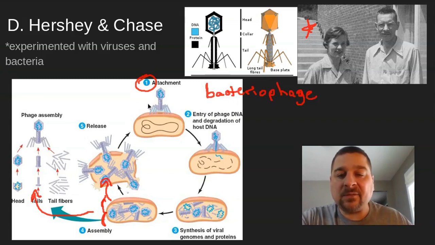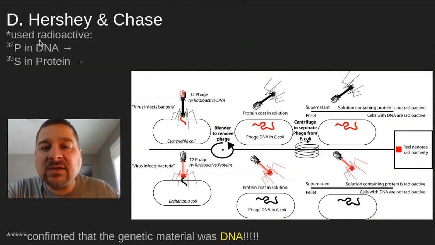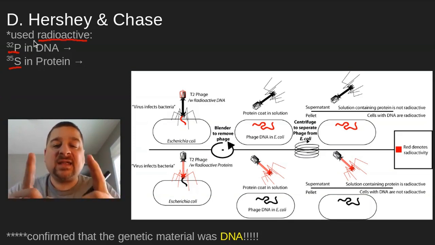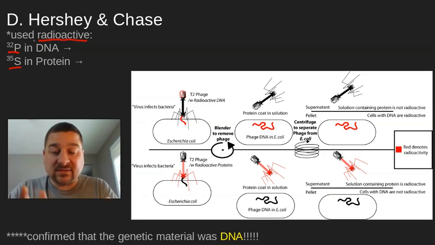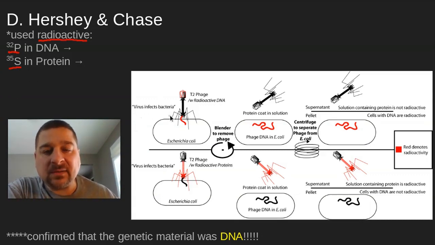So they figured out, well, if we could figure out what is going into the bacterium to take over, that's probably the genetic material. So they devised an experiment in which they used radioactivity, two different radioactive elements, P32 and S35. Now, phosphorus is only found in DNA and not in protein, whereas sulfur is found in protein and not DNA. So they could label these two things and know that either the outside coat was labeled or the inner core was labeled. And when they ran their experiment, look what they found.